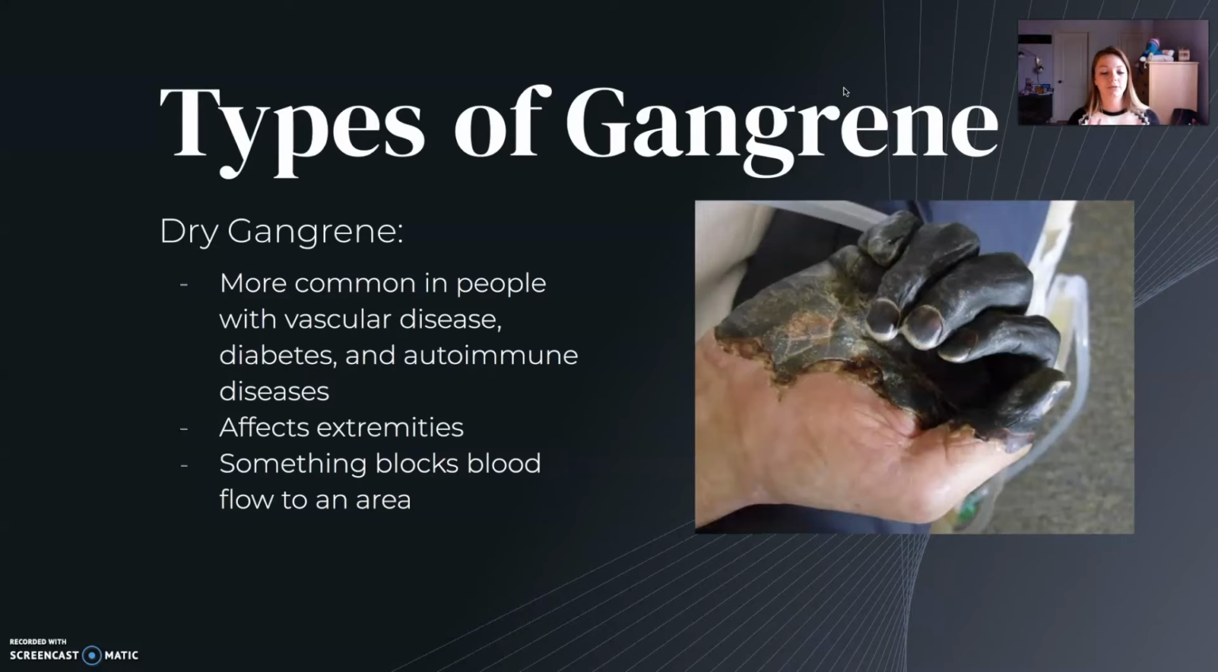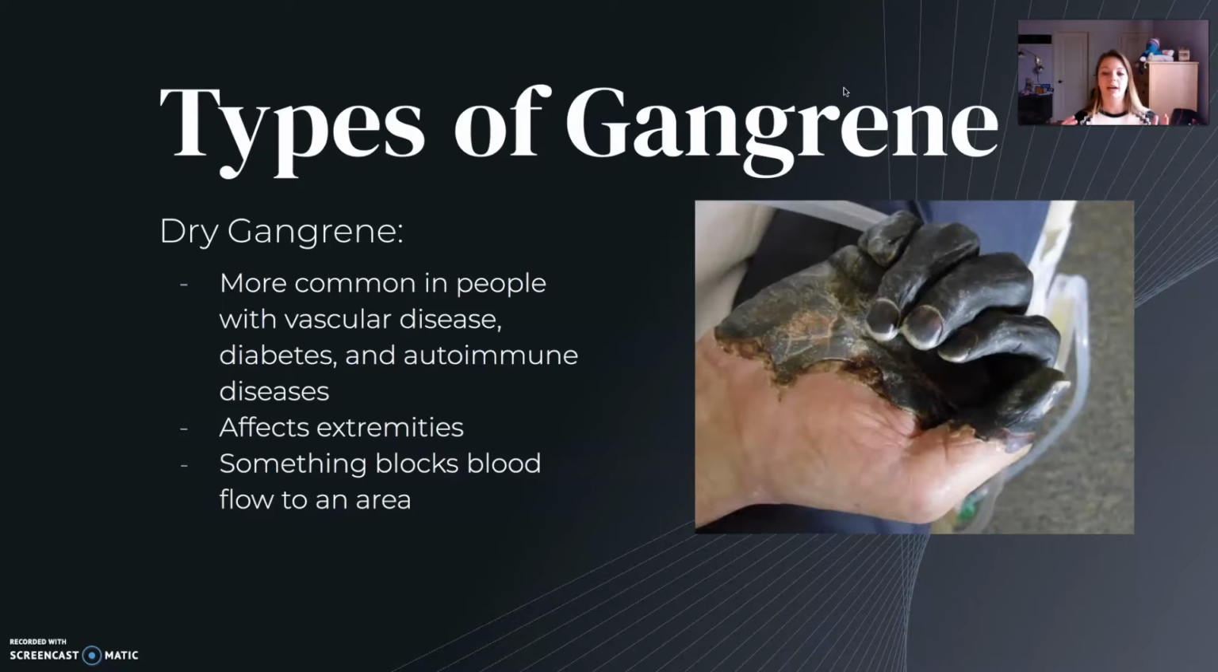infection. There are two main types of gangrene. There's dry gangrene, which is more common in people with vascular diseases, diabetes, or autoimmune diseases. So gangrene affects extremities, so your legs, your fingers, your toes, your hands, and this is because it is the most distal portion of your body.